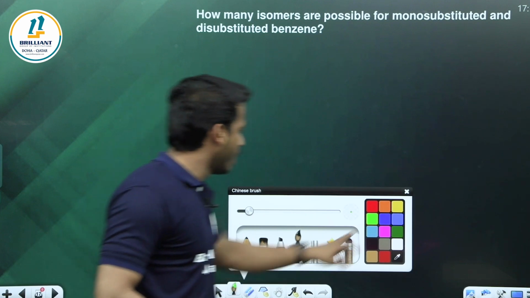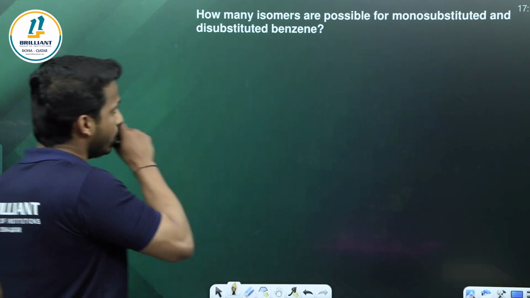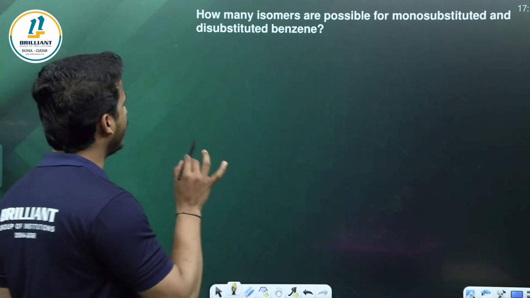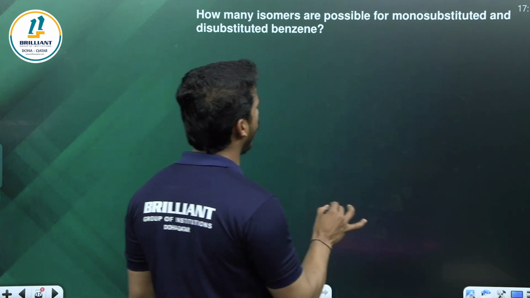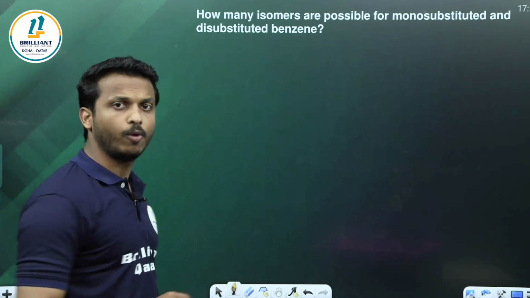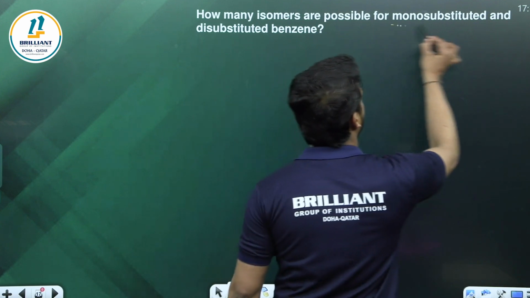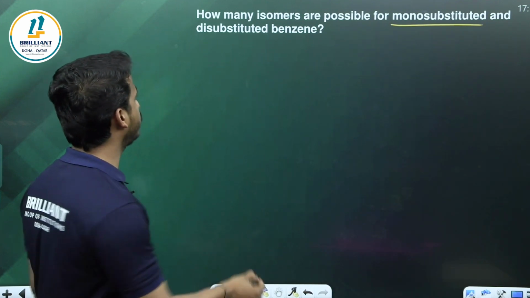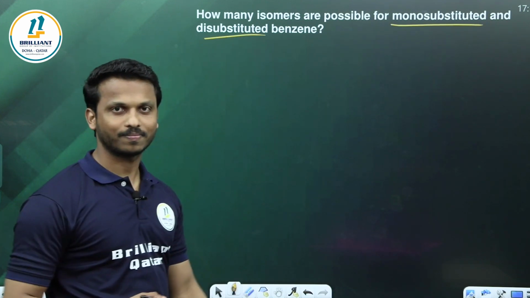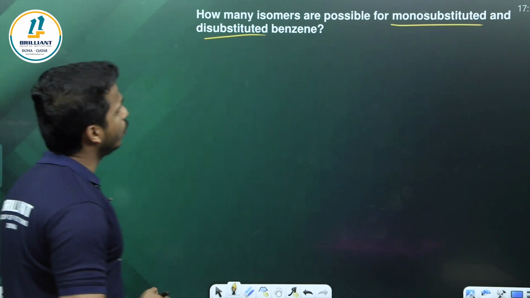Next question, dear all. How many isomers are possible for mono-substituted? What do you mean by mono-substituted? Only one group. And di-substituted benzene. Okay, how many isomers are possible?